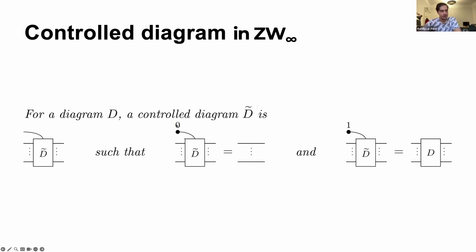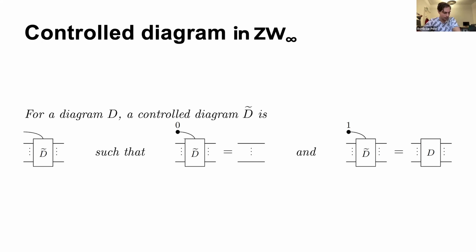So 0 is the computation. It's like the X spider with no phase, and 1 is like the X spider with a pi phase. So this is cat 0 and this is cat 1. And this is how we define a control diagram D tilde. If you input the computational basis state 0, then you get the identity. And if you input the computational basis state 1, you get the diagram. Is this clear? So this notation is defined for a system of one type of dimension. This means the control qubit and target qubit are in the same system.